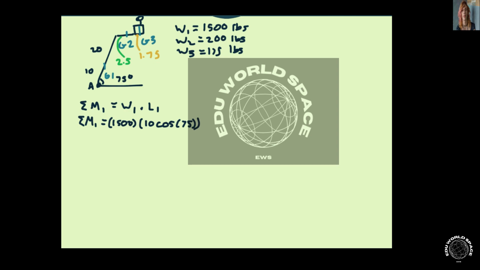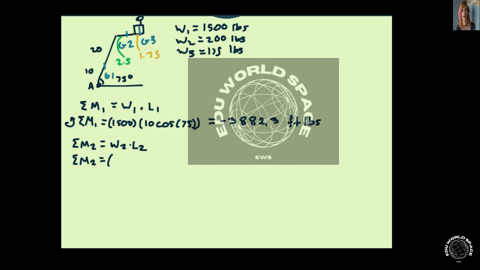And if you do the math, this comes out to negative 3,882.3 foot-pounds. And the reason this is negative is because our positive direction is counterclockwise. So our positive direction is counterclockwise. If this was to be positive, we would just have to indicate that this moment is clockwise.